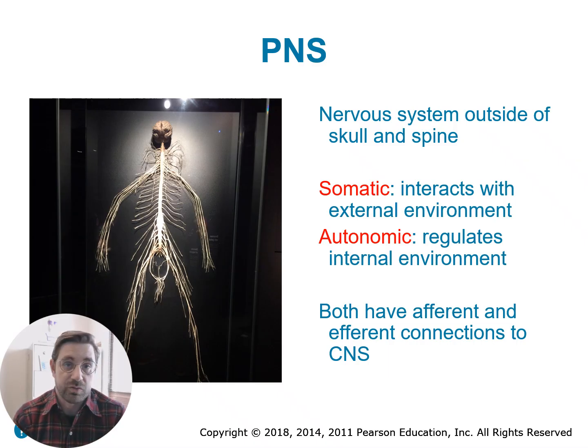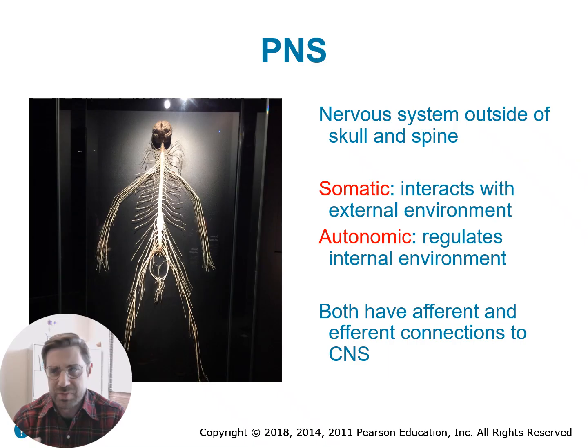So outside of the spinal cord and outside of the brain, we have a somatic nervous system that interacts with the external environment. What is this, you might ask? Well, it's your skin, right? And your muscles, right? And some interaction with sensory organs too, okay? So we're interacting with the external environment. So we're going to send nerves out to our skin, right? Or from our skin, right? And we're going to send nerves out to our muscles. That's the somatic system.